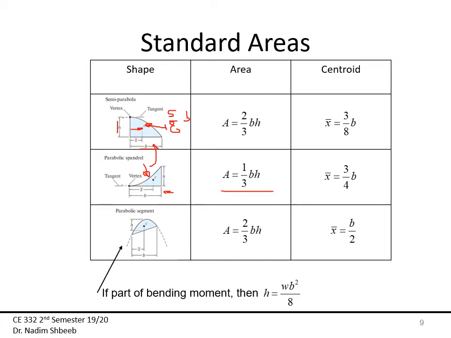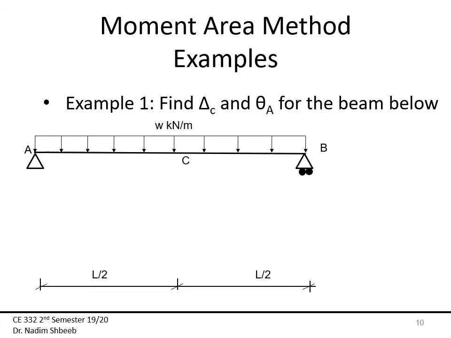Now B is the whole thing, and H is that one, and then the centroid is smack down in the middle at B/2. And for our bending moment, this usually is when H is equal to WB²/8, and I will show you some examples down the road on how to make use of this chart, right? So now I'm going to start off with an example.